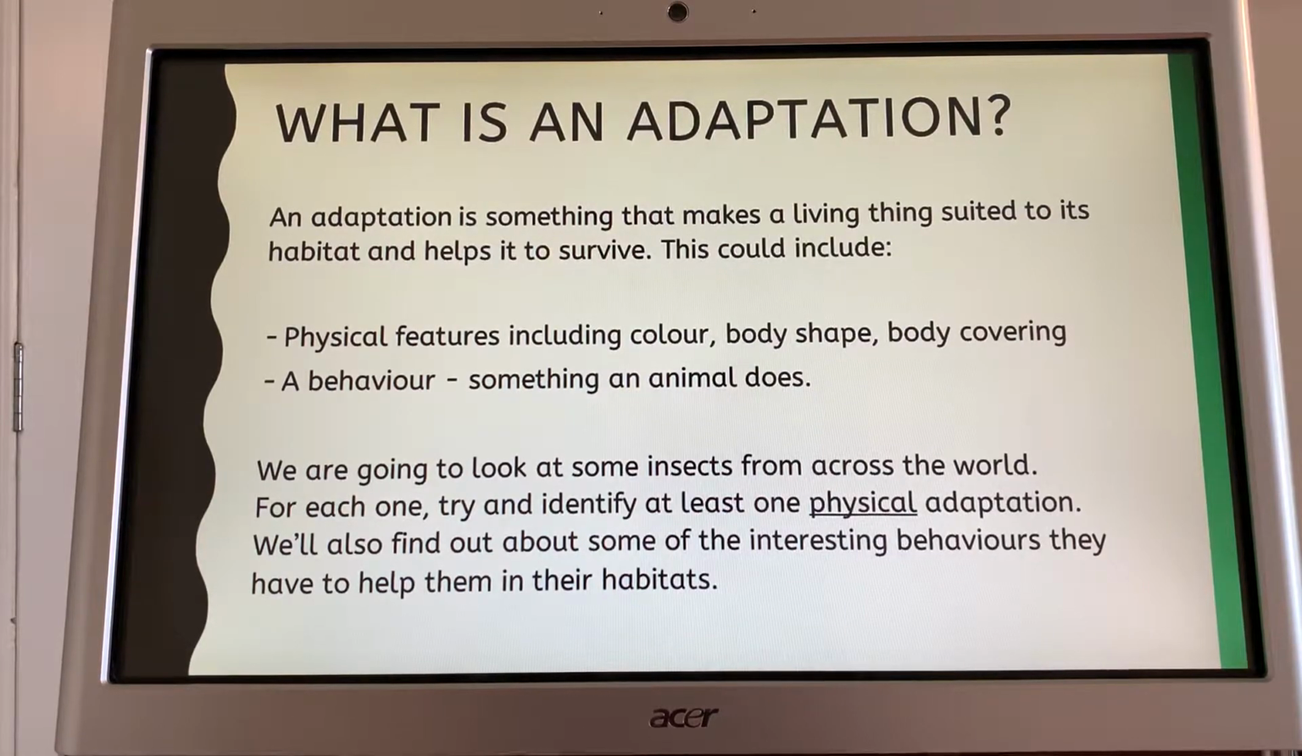So I'm going to show you some pictures of insects from all around the world, and I'm going to give you a couple of minutes just to have a look at them and try to work out at least one physical adaptation. So thinking about the way they look, how have they adapted a part of their outside body according to their habitat. And as I said, to give them a much better chance of survival.